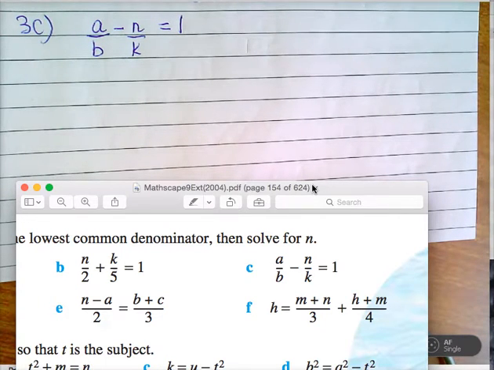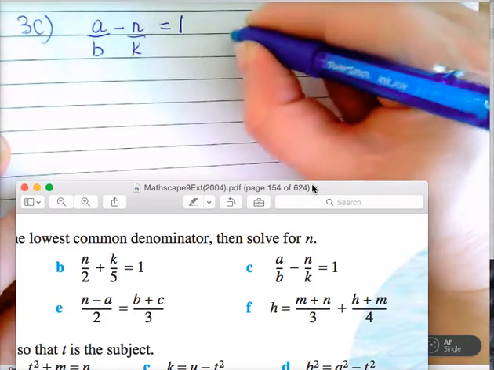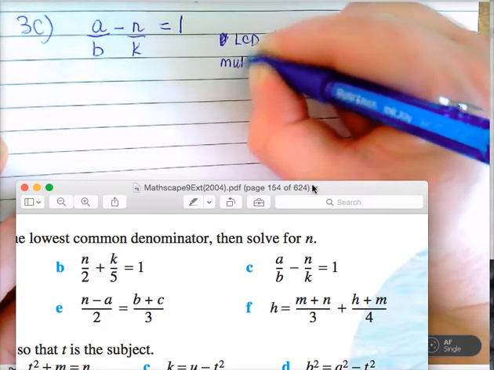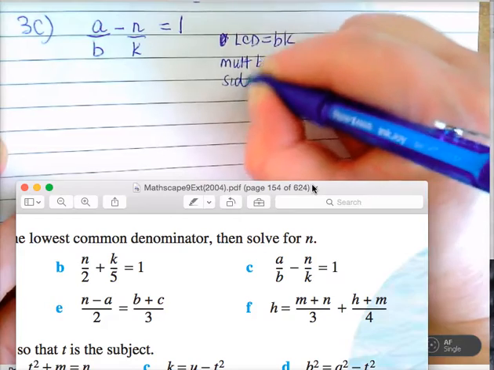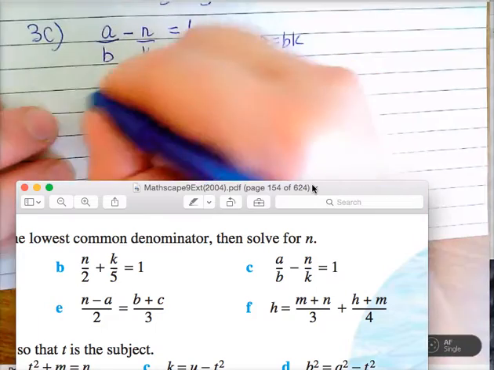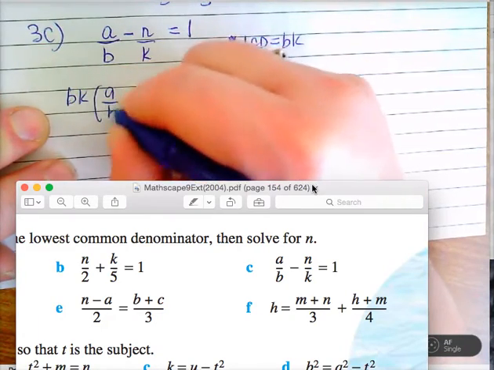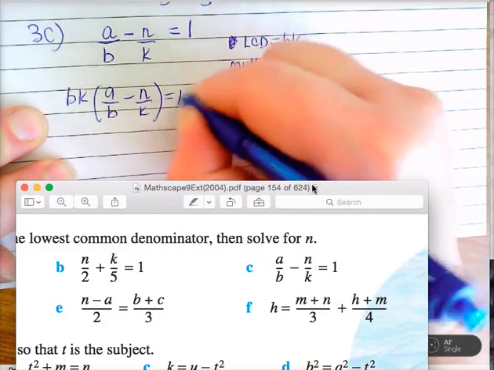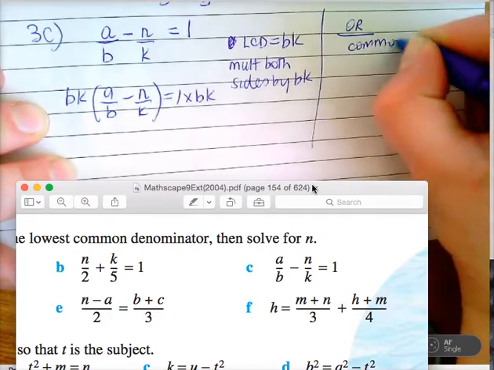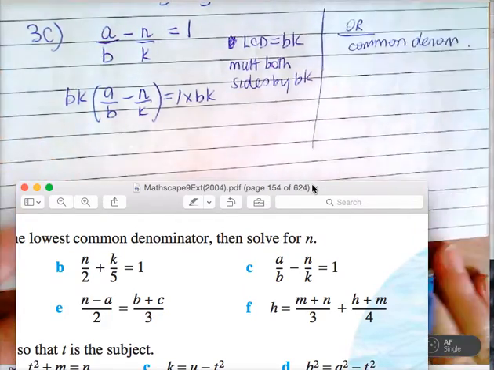AK minus BN equals BK. You can go common denominator, or you can multiply through both sides by BK. I'm fine with both, so there are two methods. The lowest common denominator is BK. You can multiply both sides by BK, or multiply through by BK. So it's BK times both sides, or we can go common denominator on the left-hand side.